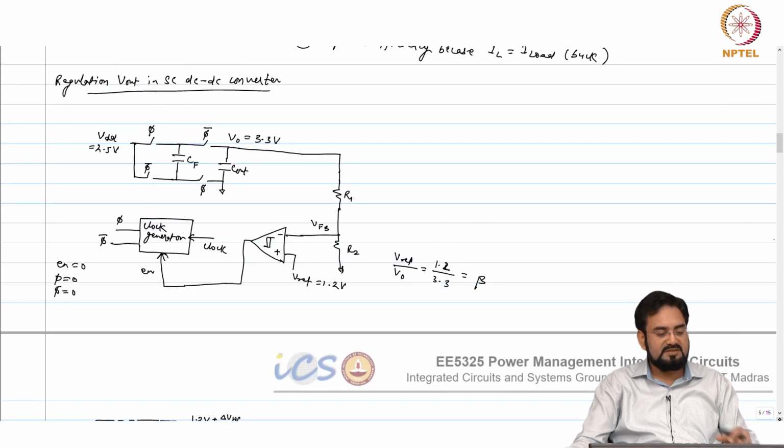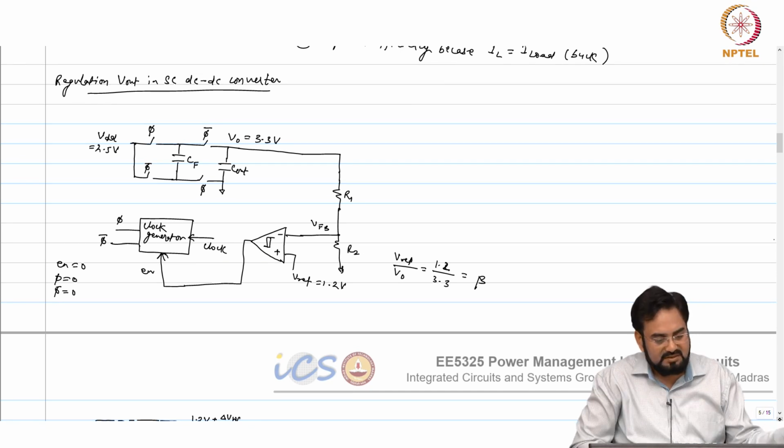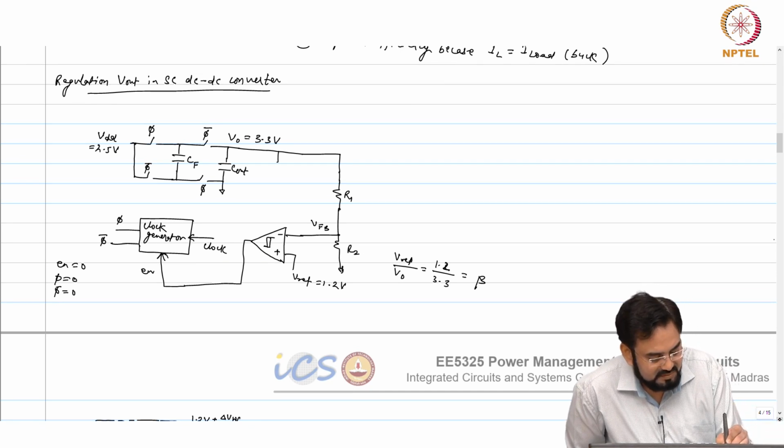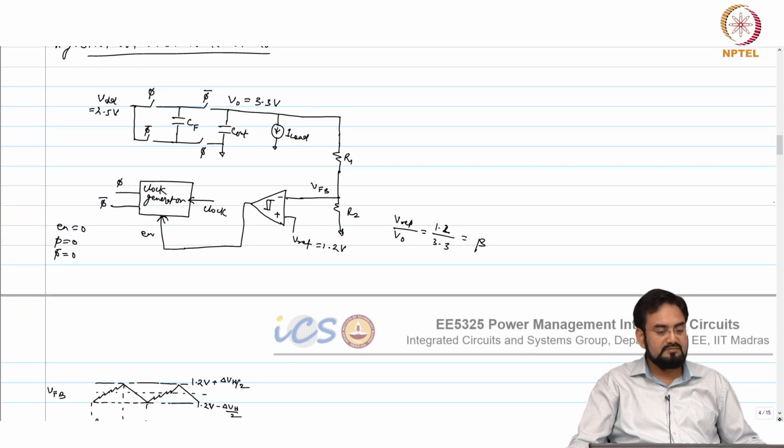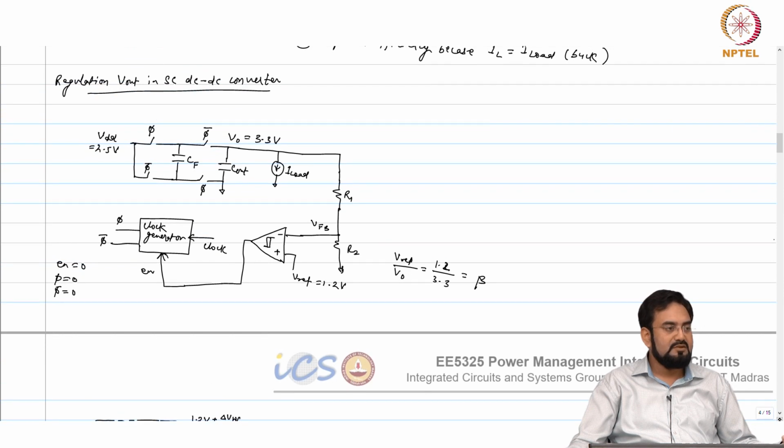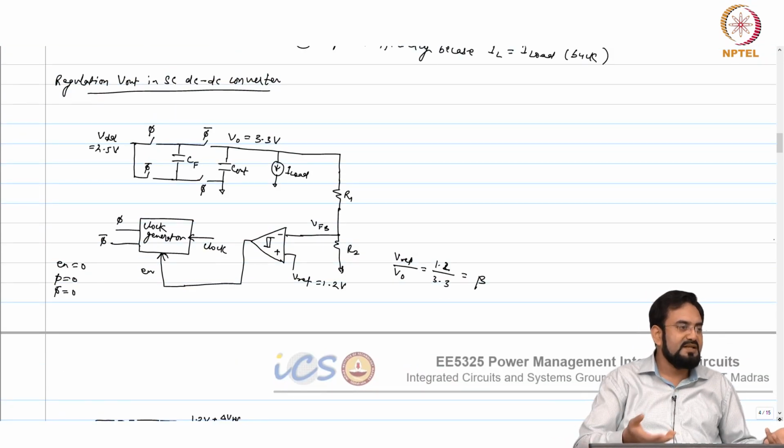But if I do not force in regulation, where will output settle? Let us say losses are negligible. So, this is your I load. Let us say we are operating at very light load. If I do not regulate, where will output settle? 2x, 5 volt. But I want 3.3 volt, which means I am never operating in steady state.